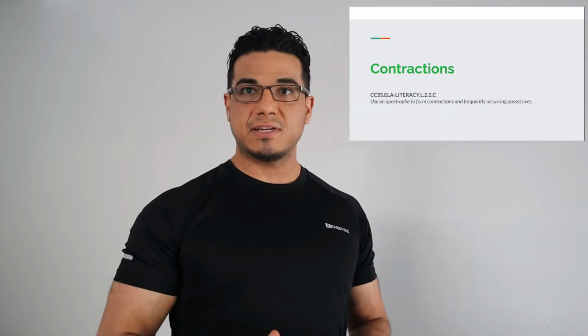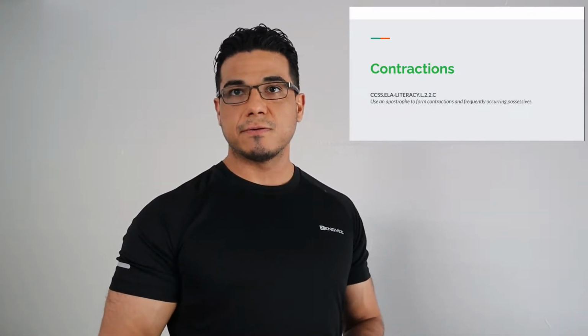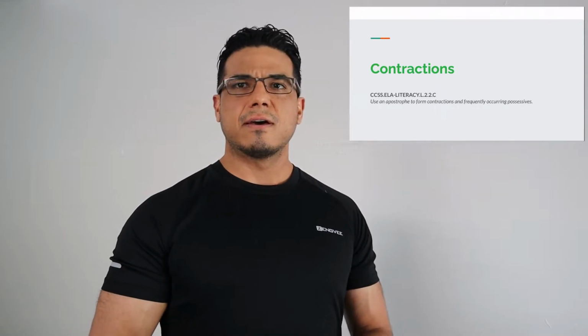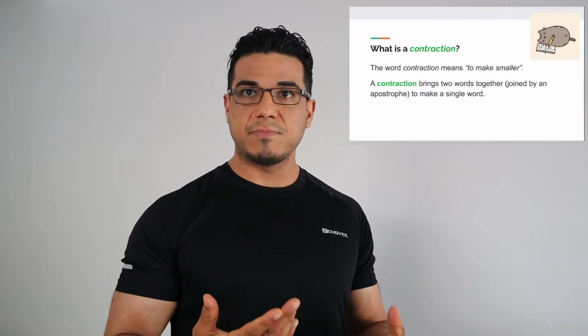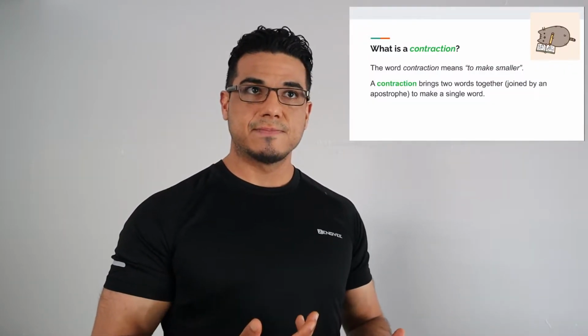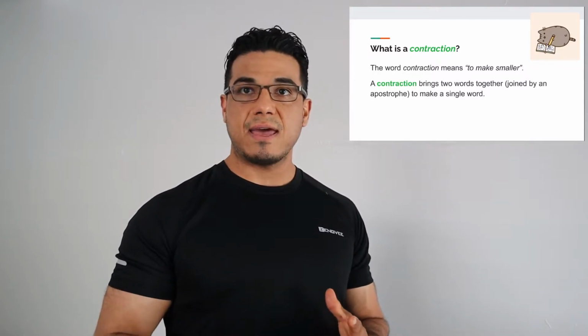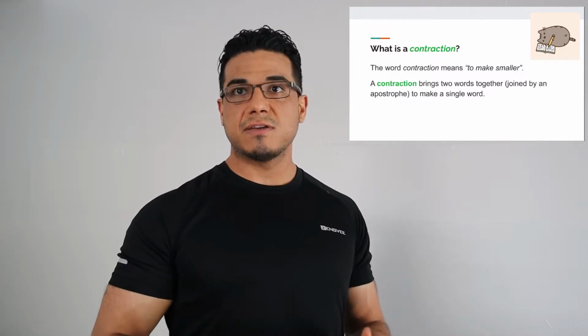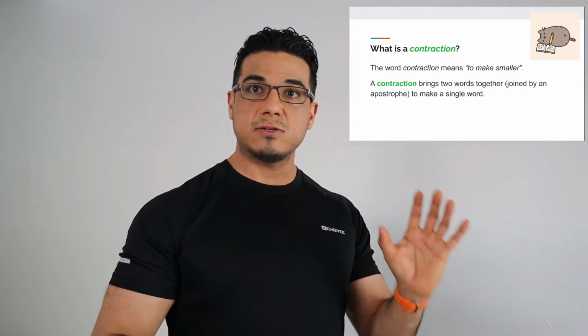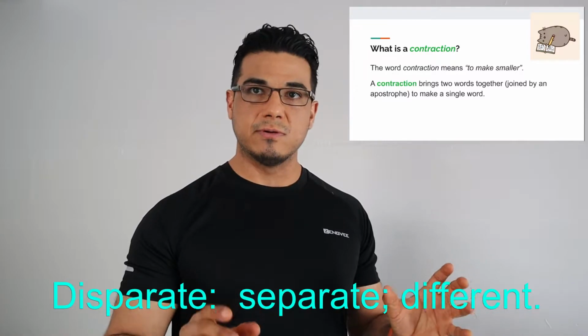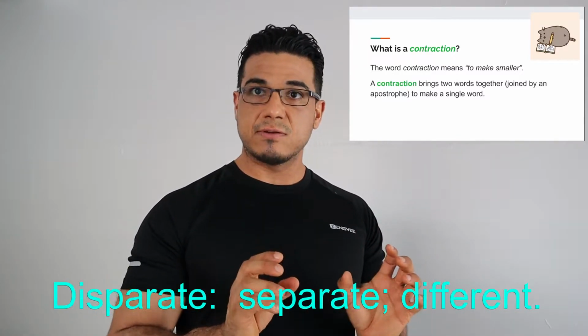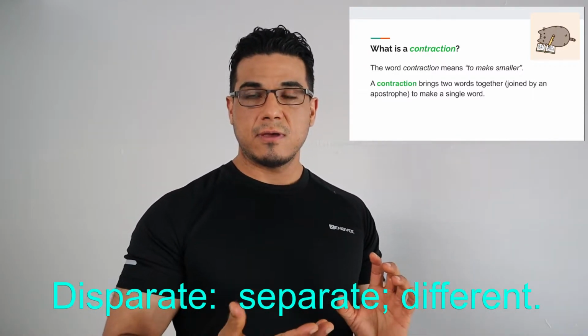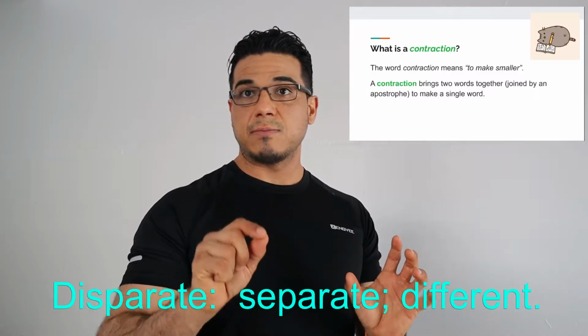In today's video, we're going to discuss a standard English convention known as contractions. Very simply, what is a contraction? It's defined as making something smaller, in this case. It's a standard English convention in which you take two separate words, bring them together to form a new word, and they're brought together using an apostrophe.